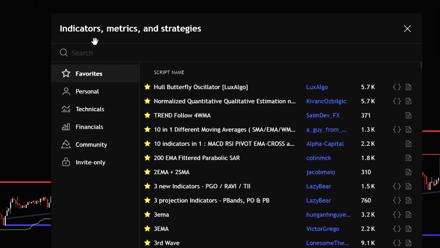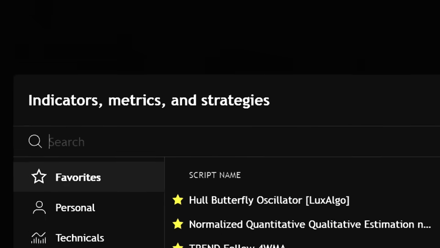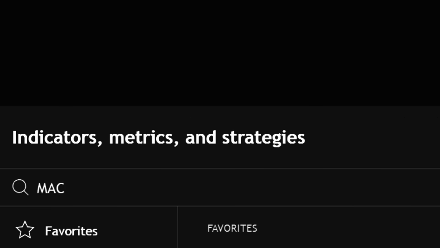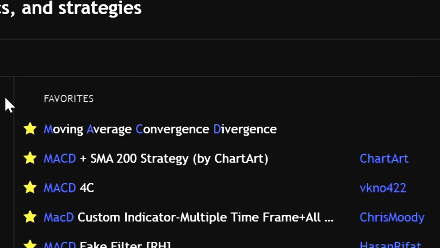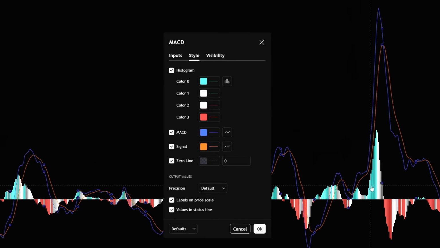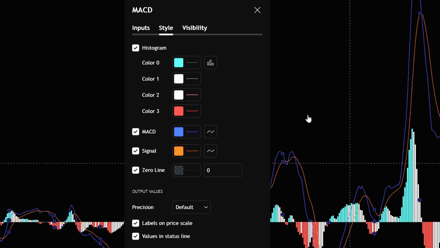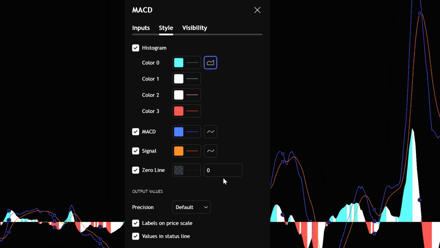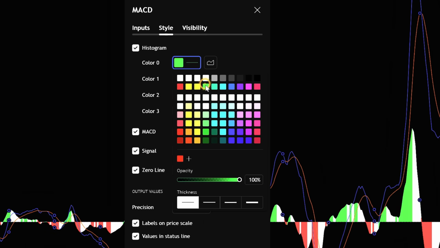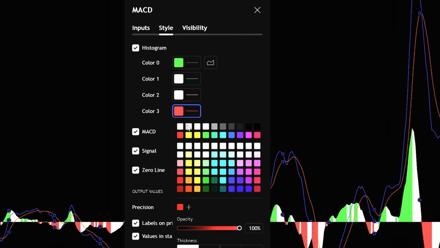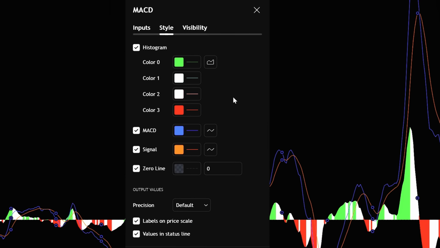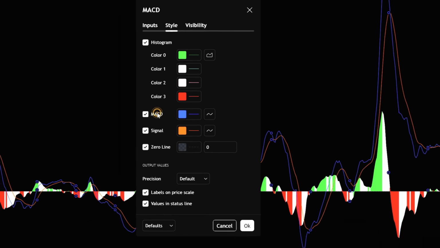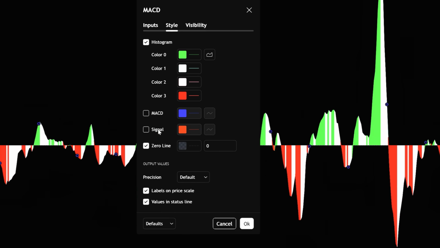Go back to indicators and add the standard MACD. Now, we're going to tune this MACD to be a pure momentum machine. In the settings under the Style tab, change the histogram to area and pick some clean colors. Then, and this is key, uncheck the MACD and signal lines. We only want the histogram area.